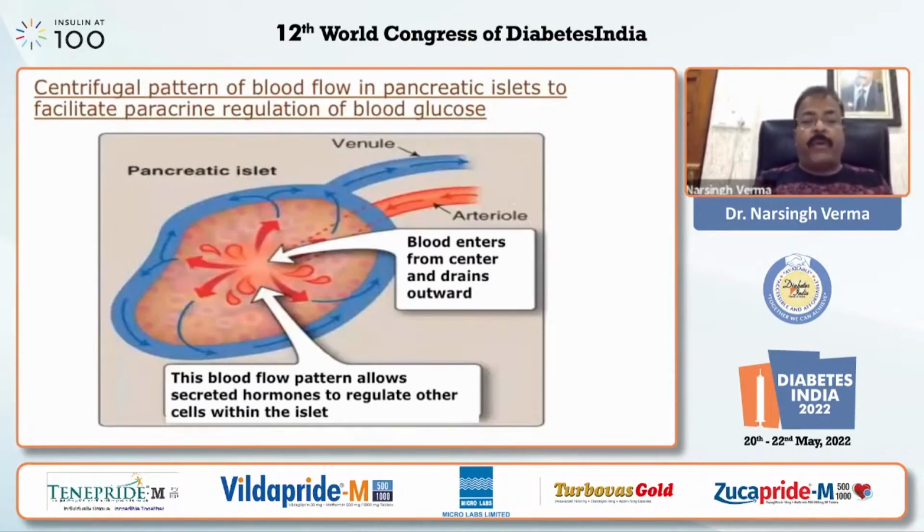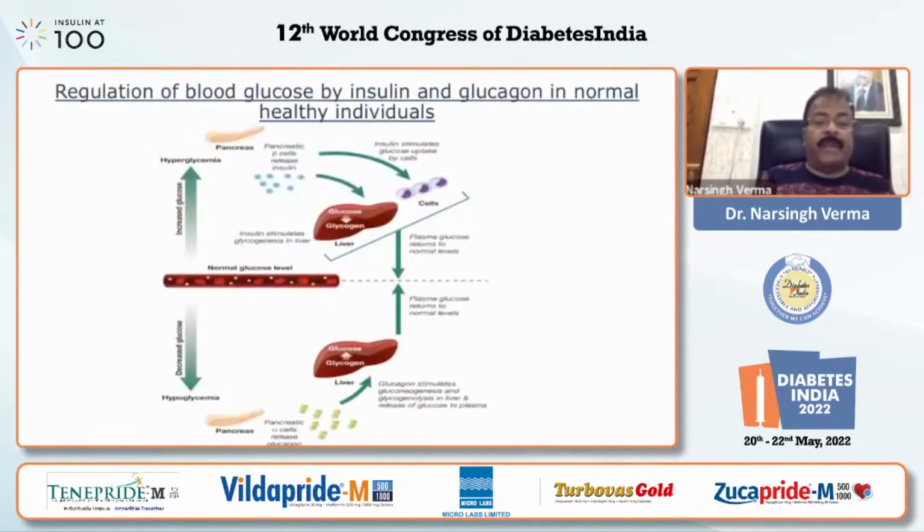Centrifugal pattern of blood flow in the pancreatic islet facilitates paracrine regulation of blood glucose. This is possible by the centrifugal pattern. Blood enters from the center and drains outwards. So this blood flow pattern allows secreted hormones to regulate other cells within the islet.